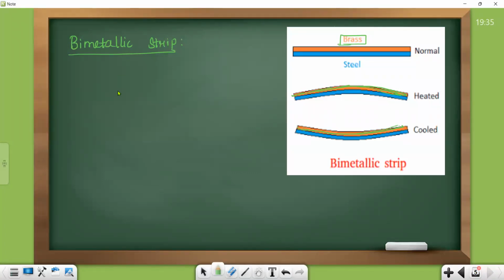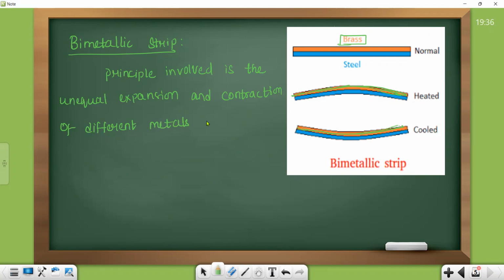Okay, what is the principle involved? Principle involved is the unequal expansion and contraction of different metals on heating. Clear?